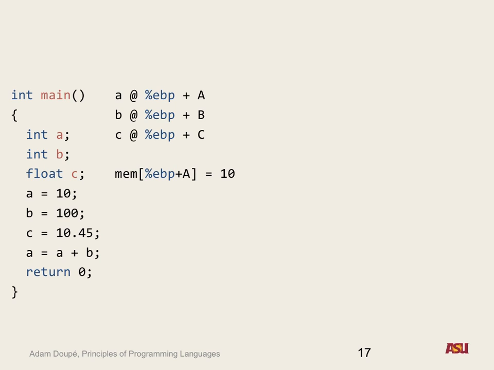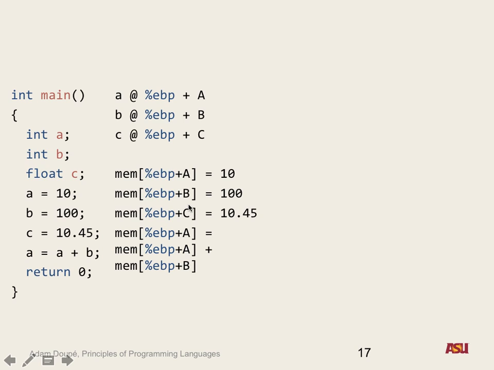And then the instructions are basically the same, right? Every time we see A, we get memory location EBP plus A. So set 10 equal to there, set 100 at EBP plus B. Set 10.45 to EBP plus C. And finally calculate local variable A is equal to local variable A plus local variable B. So unlike before where we had fixed offsets, now, not what this code does, but which memory locations will be changed will depend on what this base pointer is.